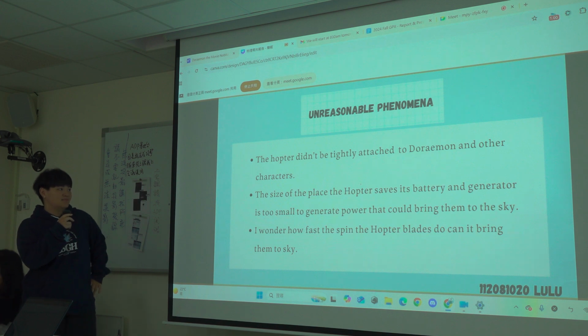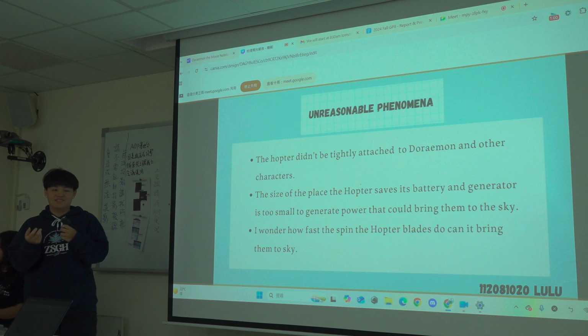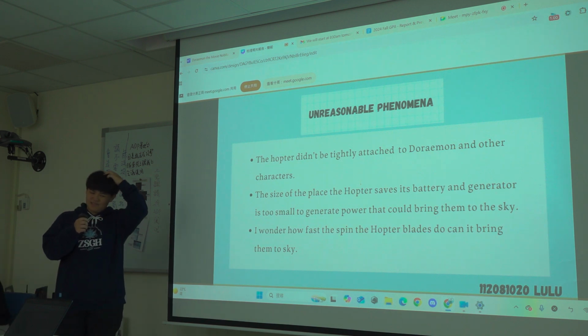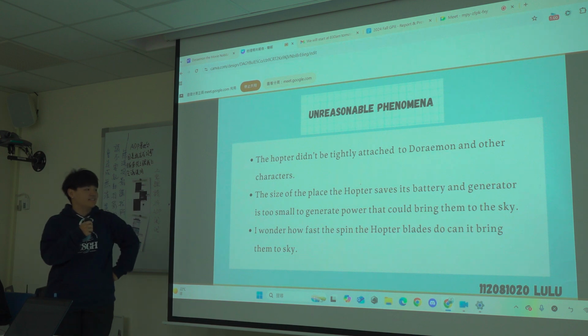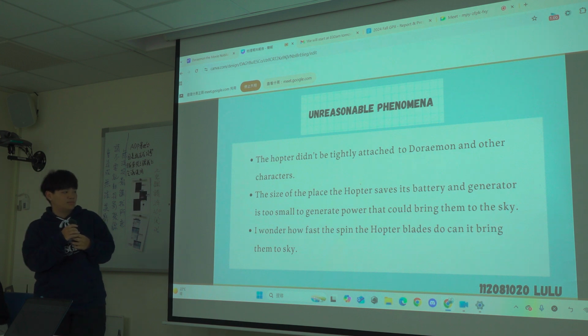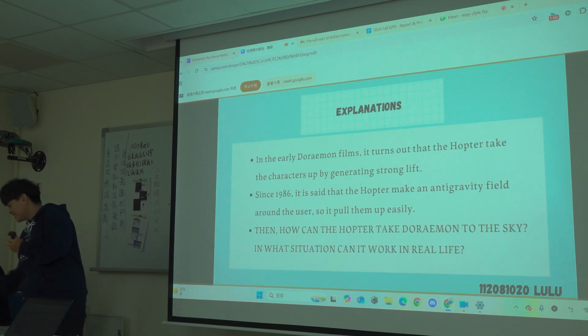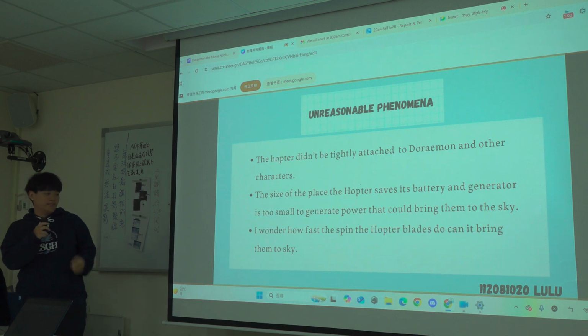The Hopter isn't tightly attached to Doraemon or the other characters. So I think the base of the Hopter is directly attached to their scalp. So it would stretch it very much, and the place where the Hopter stores its battery and generator is too small to generate such a big power that could bring them to the sky. And I wonder how fast the Hopter blades can spin to bring them up.